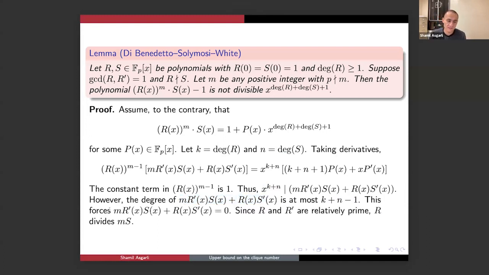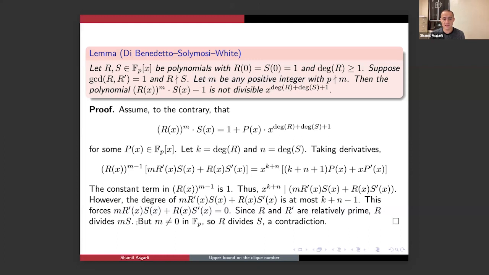Well, this forces this polynomial to be 0. But notice, if this is the 0 polynomial, then r of x must divide this term, because r of x divides this term. But r and r prime are relatively prime, so r must divide m times s. But here we're going to use the fact that p doesn't divide m.